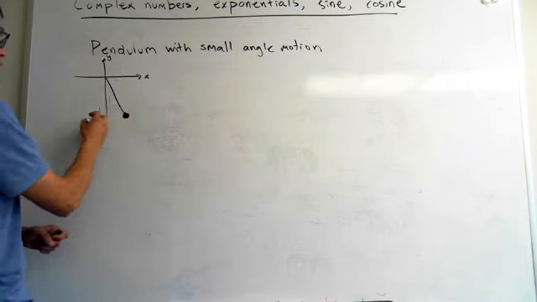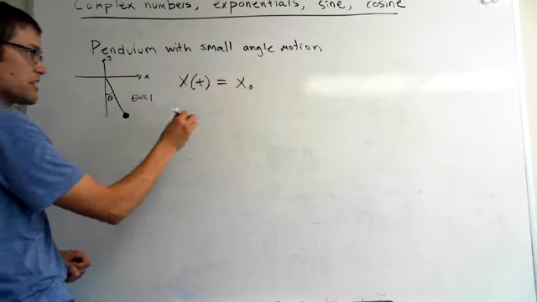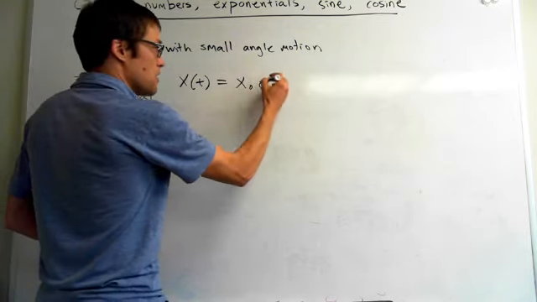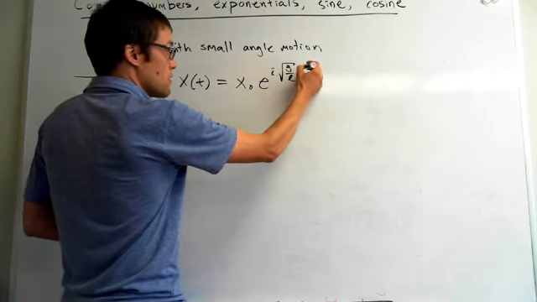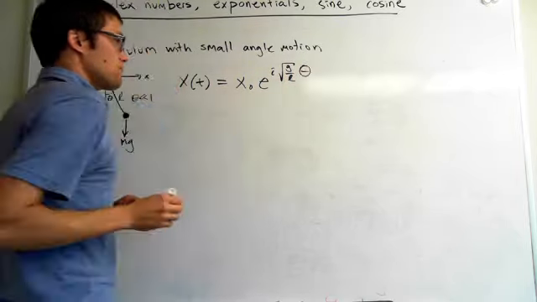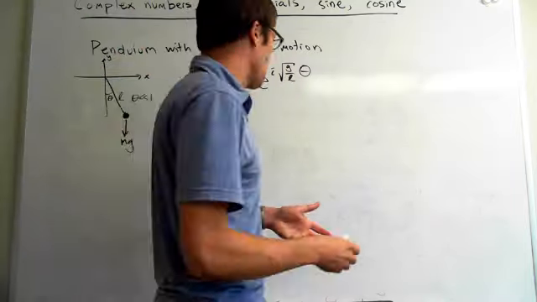As long as that angle is small, what we found in class is that the x component of the trajectory of the pendulum, as it's going back and forth, as a function of time, is equal to some initial position from which the pendulum was released, times e to the i square root g over L, where the length of this guy is L, and gravity is having the force mg, times the angle theta. Okay, so this is the solution we stopped with in class.